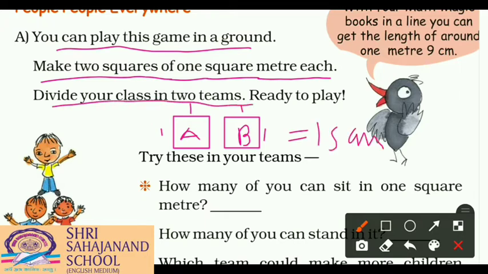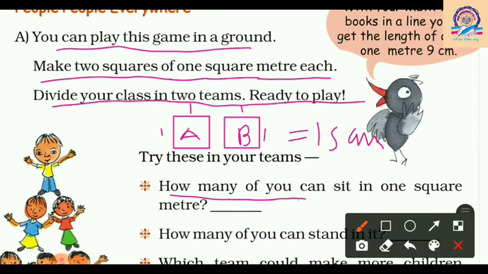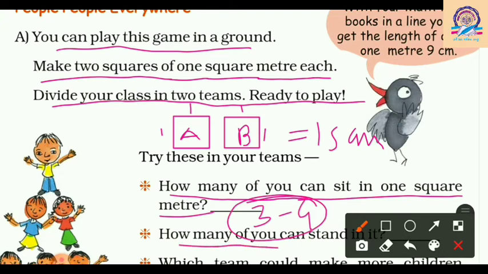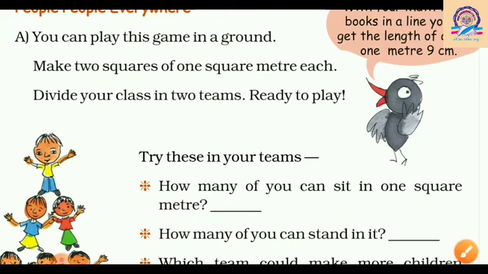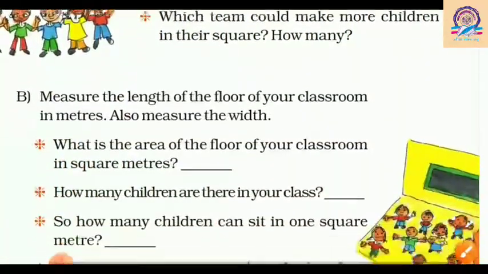Divide your class into 2 teams. Ready to play. Okay. So what we have to do? How many of you can sit in 1 square meter? So 1 square meter means I think 3 to 4 students can sit in the area of 1 square meter. And how many of you can stand in it? So 4 to 5 students can stand. So in this way you can complete this task. So do it yourself.